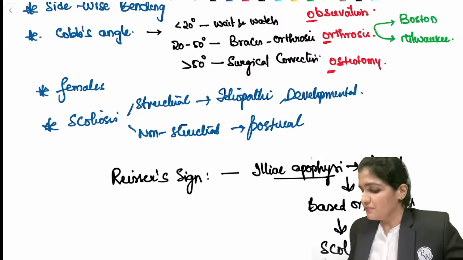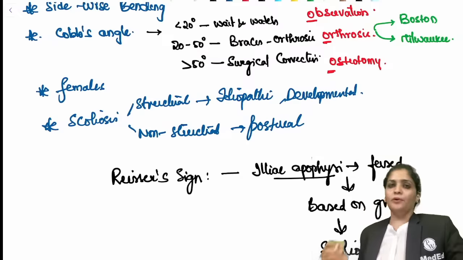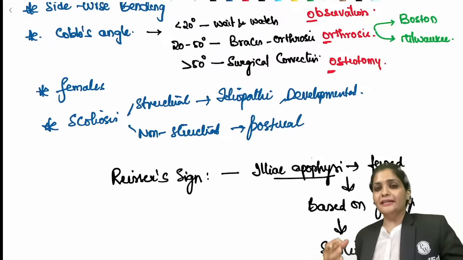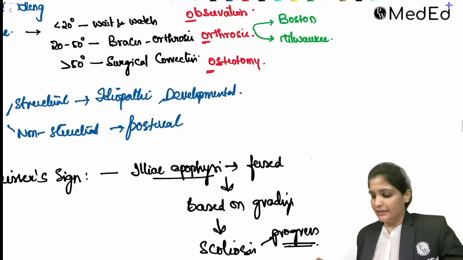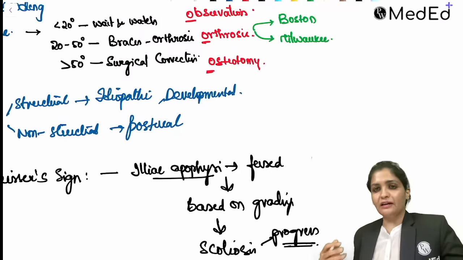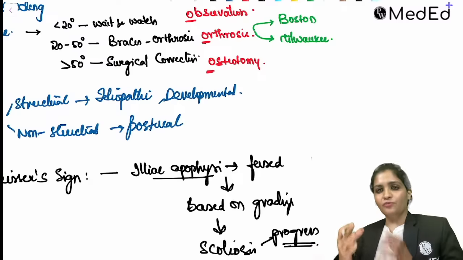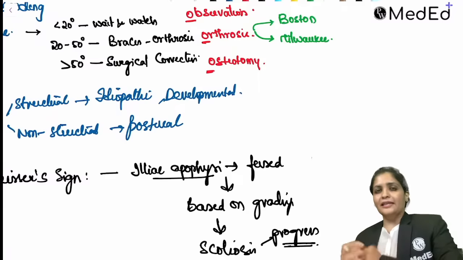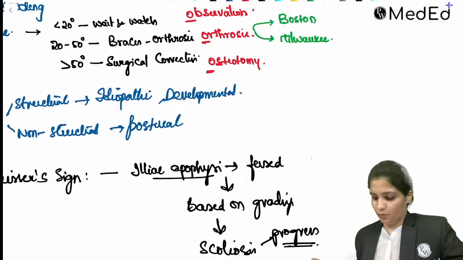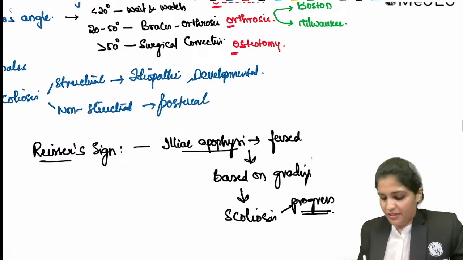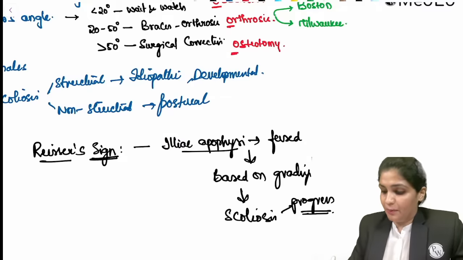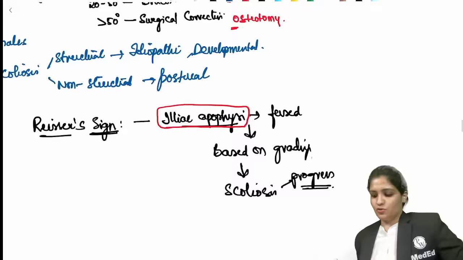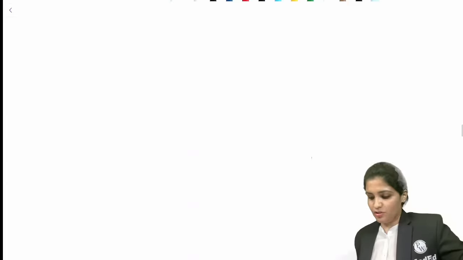If the physis is fused, it means there will be a stop of the progression of the curve. If the apophysis is not fused, there is still a chance of the curve to grow. That is, it might grow from 20 to 30, 30 to 40 like that. But if the apophysis is fused, then there is a probability the curve doesn't grow. So that is the importance of Risser sign, which is seen in your iliac apophysis. Risser sign is about the iliac apophysis in case of scoliosis, right? So that is all about your scoliosis.